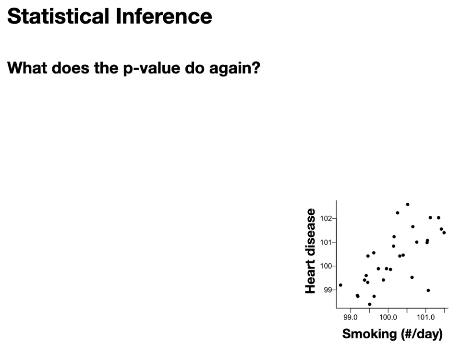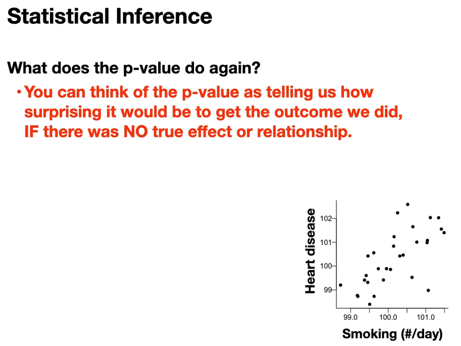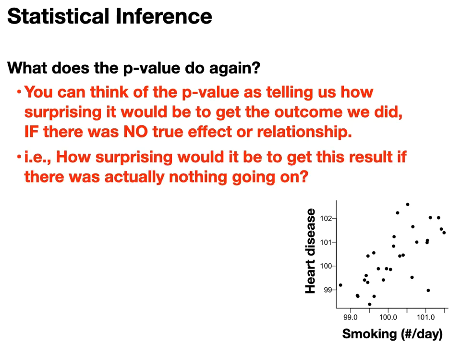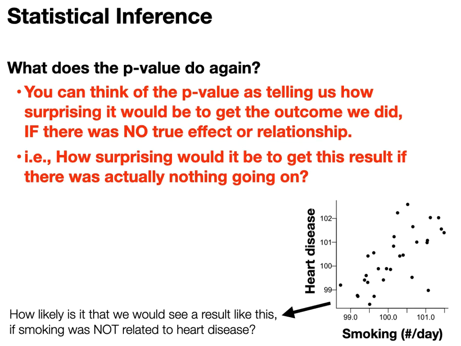Okay, and so what's the p-value doing again? Well, you can think of the p-value as telling you how surprising it would be to get the data you did if there was no true relationship or no true effect. In other words, if there was nothing going on, if the null hypothesis was true, how surprising would it be? How probable would it be to get this particular data set? So how likely would it be that we see a result like this if smoking was not related to heart disease?